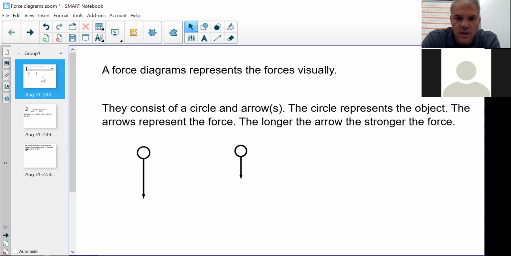All right, so the other thing you need to know is that forces have two main components. They have direction and they have magnitude. Magnitude is a fancy word we use to mean strength.